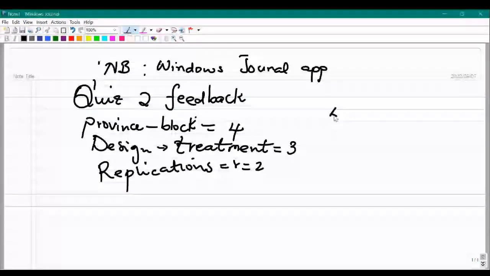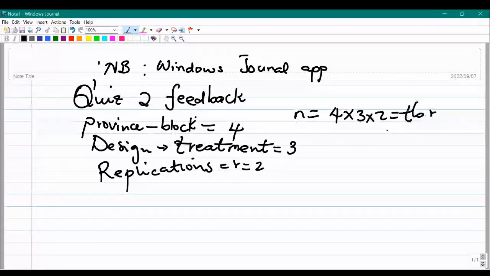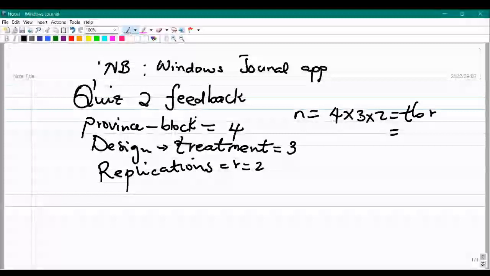So it means your N is 4 multiplied by 3 multiplied by 2, which is TBR, right? Mathematicians, what are we getting here? It's 24. So it means your N is 24.